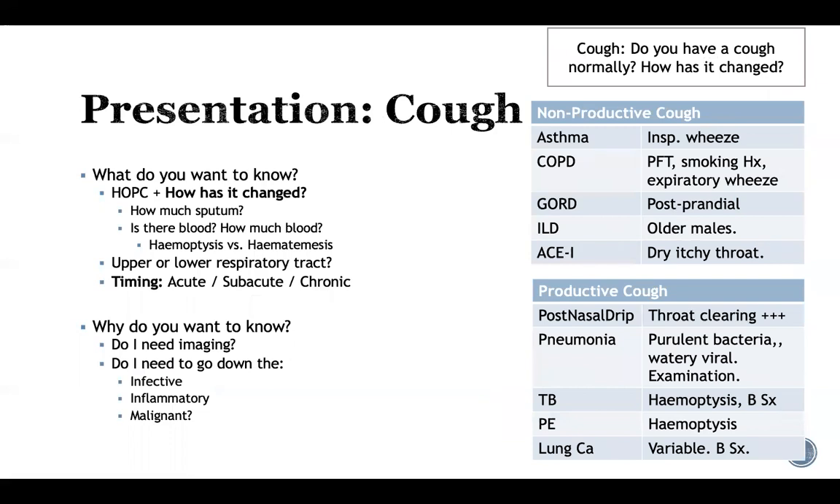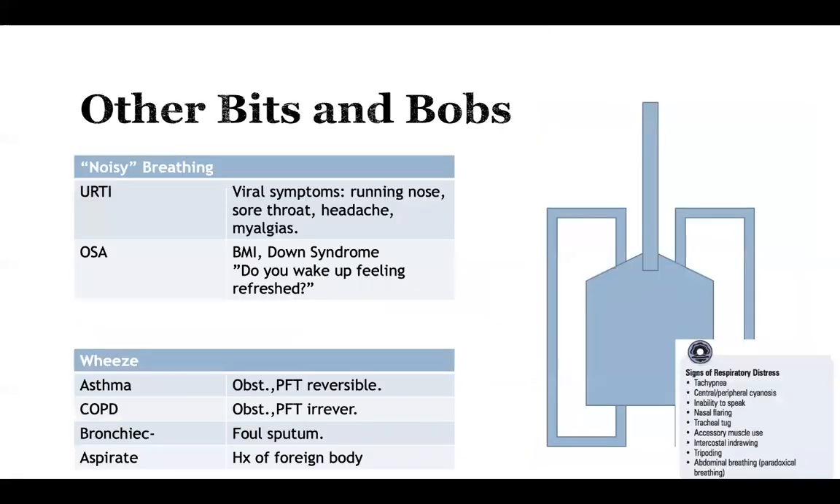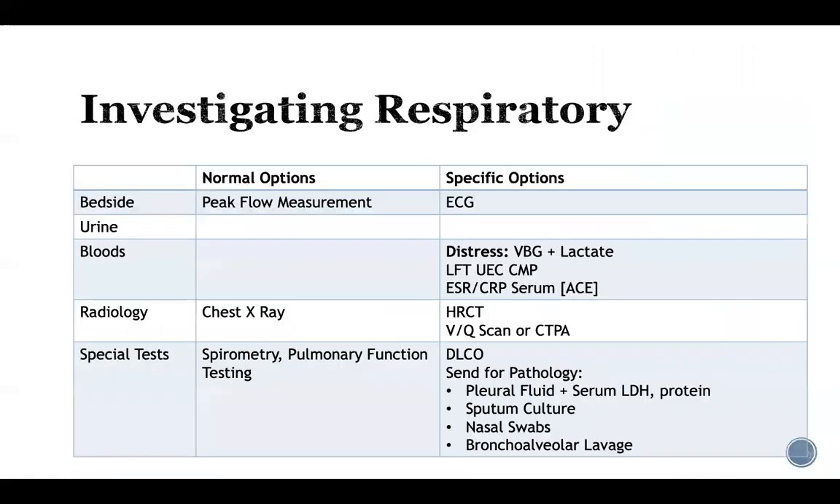In terms of cough, there's not much to say about cough history, just what sort of cough it is, what causes it, and whether there are any red flags. So infective, inflammatory, malignant: think of two questions, ask them, it's either yes or no, and then move on from there. And that's about everything for the histories.